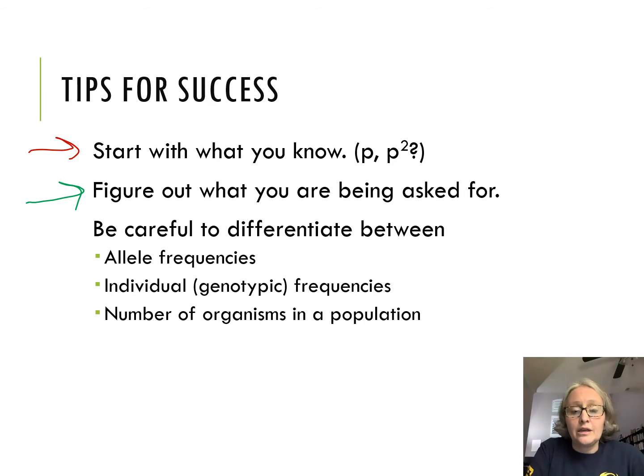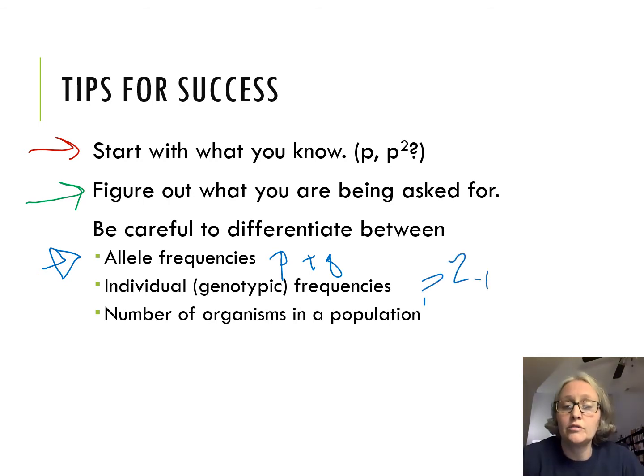And then lastly, be very, very careful. You need to watch out to look for the difference between allele frequencies. If it's that, we're going to use the p's and q's. Or if we're talking about individual genotypic frequencies, then we're going to use our quadratic equation, p squared plus 2pq plus q squared, or the number of organisms in a population.